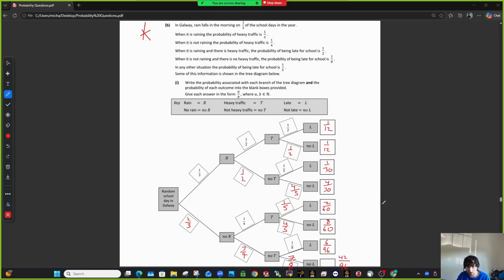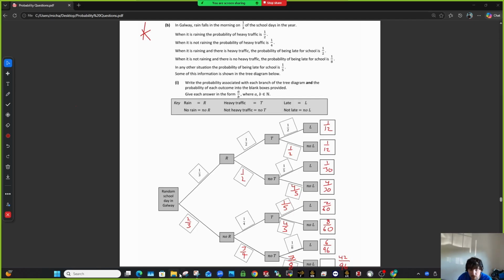Now I can know if I've done all of them right. I'm going to type all of them into a calculator to make sure they work. It's probably just as quick as me typing it in now rather than pausing the video. So 4/30 plus 2 over 60 plus 8 over 60 plus 6, I'll just call it 48 over 96. Yeah, well that's 1, so I know this is 100% correct.